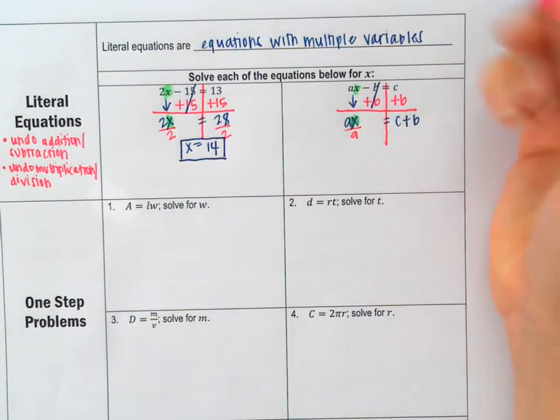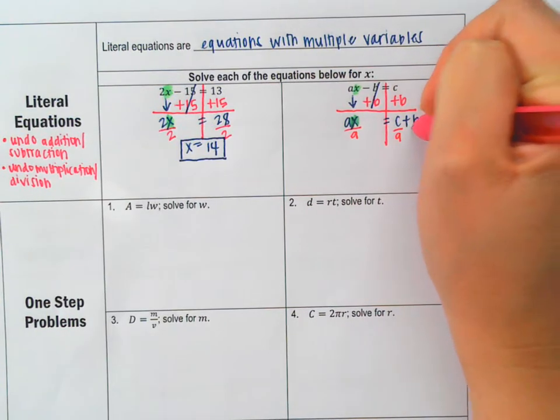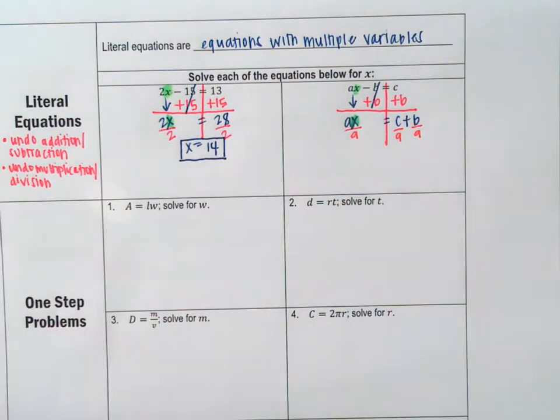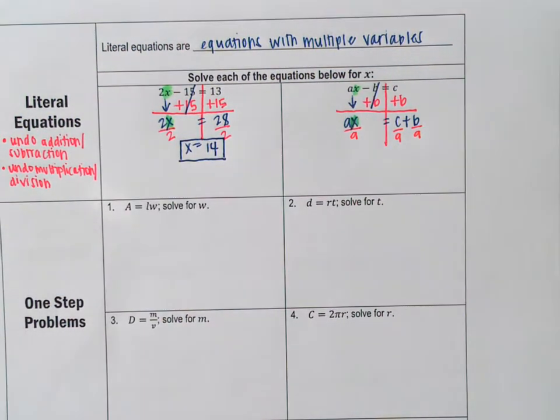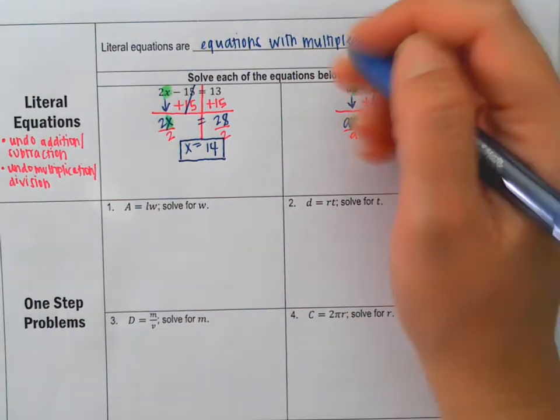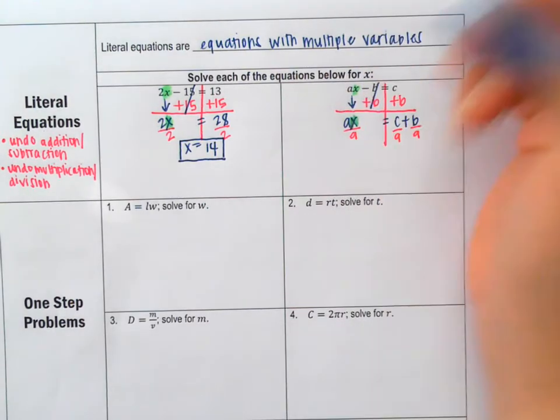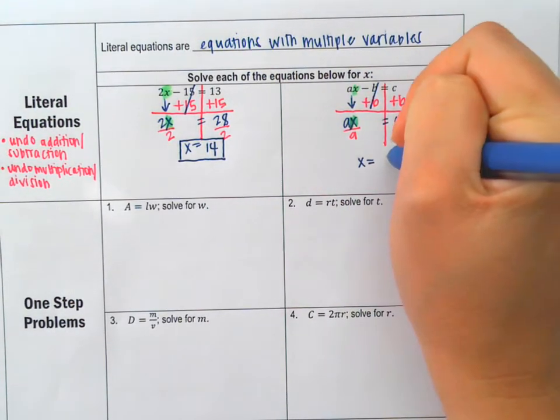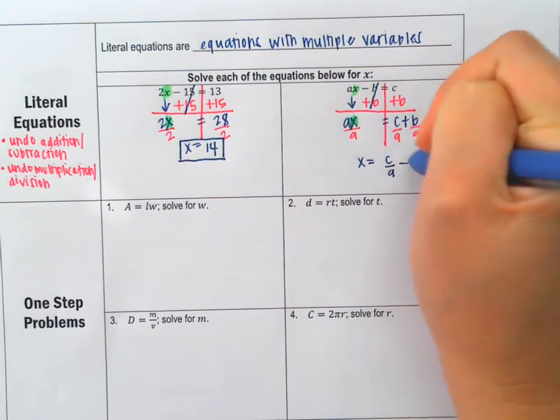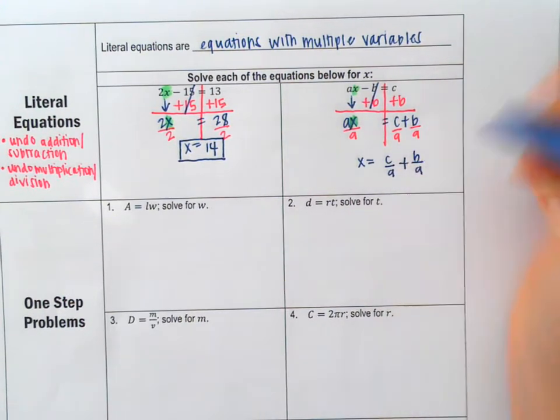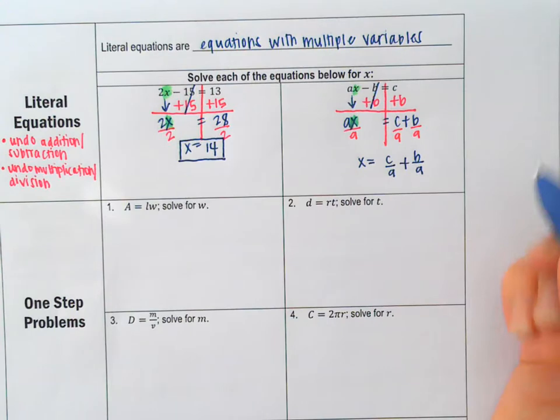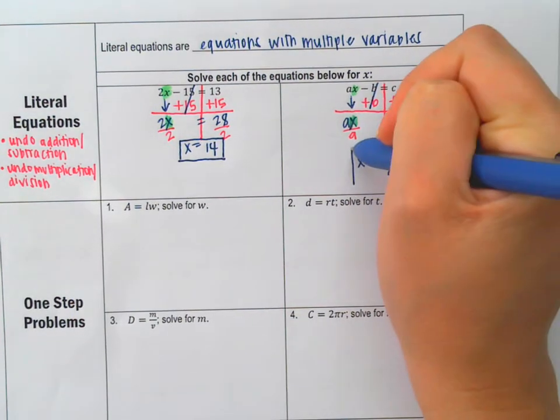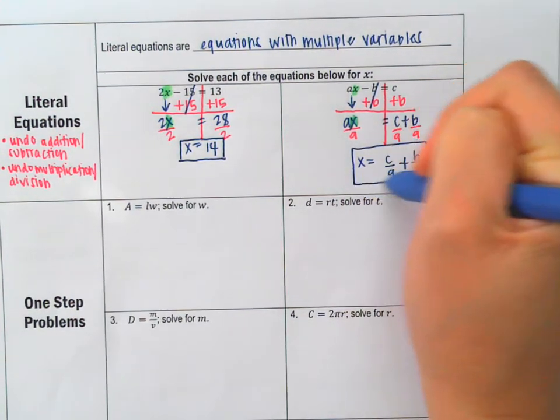Now, when I do that, I'm dividing C by A and I'm dividing B by A. There's two different ways that you can write this. I'm going to show you one of the ways. A divided by A is 1, and so we're left with just X by itself. So that would be C over A plus B over A. Those can't combine, nothing we can do there, so we leave it as is, and that is my final answer.